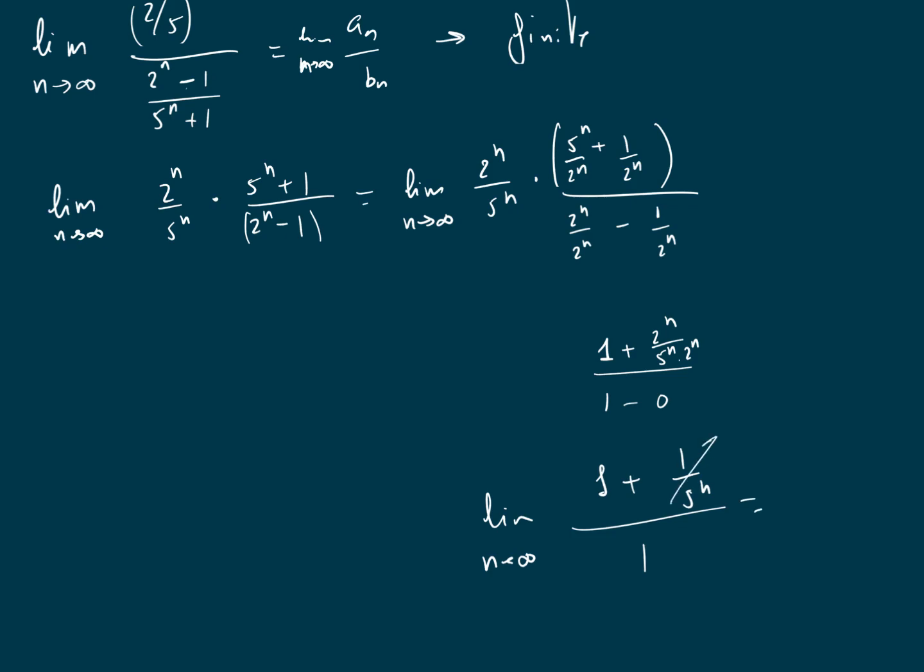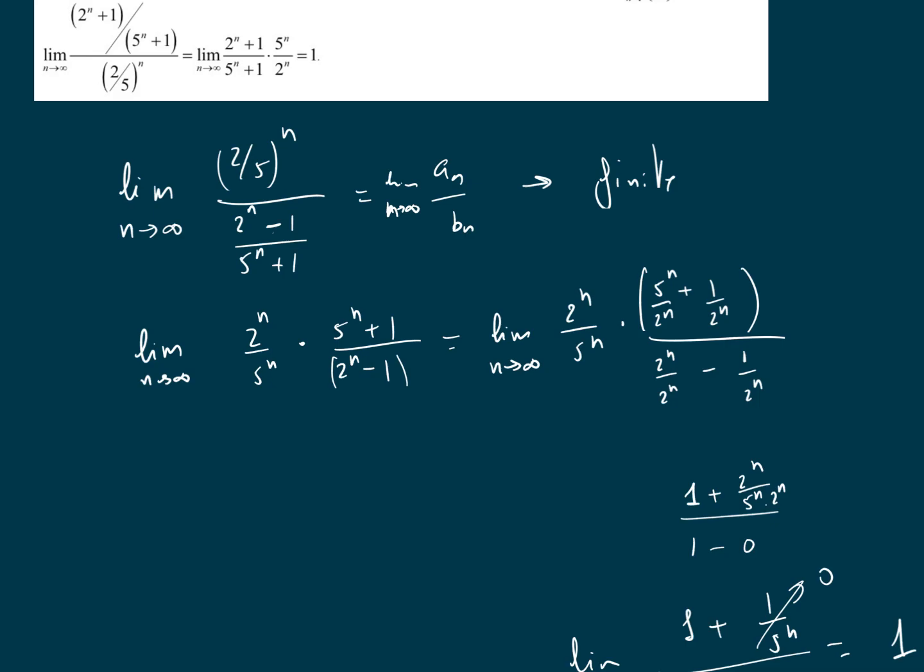This will go to 0. When n goes to infinity, 5^n goes to infinity, 1 divided by infinity goes to 0, so the limit is 1. Because the limit is finite, it means that this one is convergent, so the other one is convergent because the limit is 1. That's all. Let's go to this one.